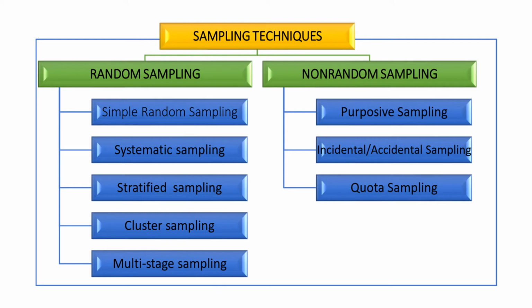Let's deal now with your sampling techniques. It can be random sampling and non-random sampling. Under random sampling, it can be simple random sampling, systematic sampling, stratified sampling, cluster sampling, and multi-stage sampling. Under non-random sampling, it can be purposive sampling. Next is incidental or accidental sampling. And your last is quota sampling.